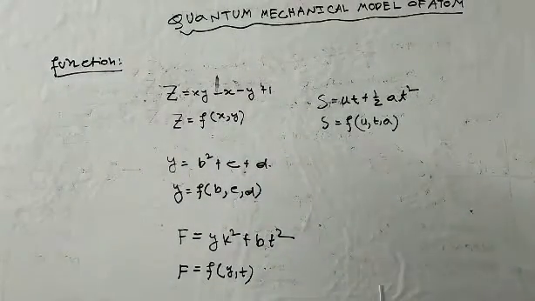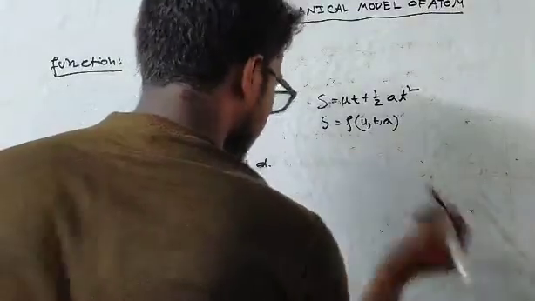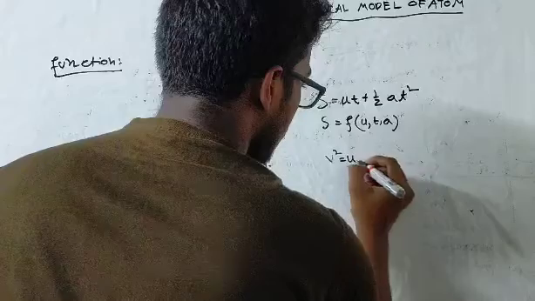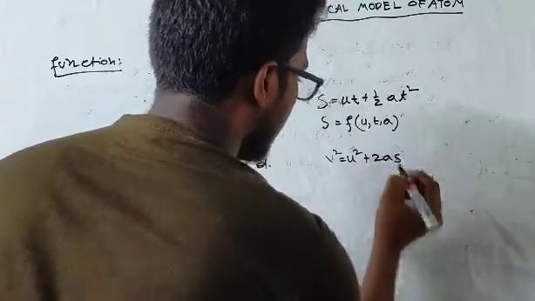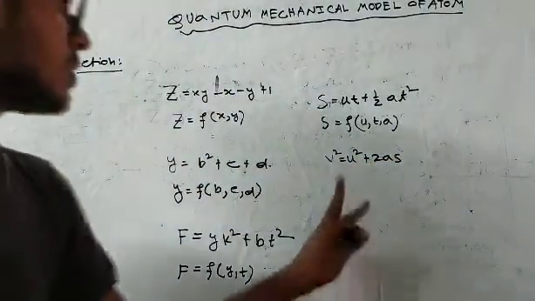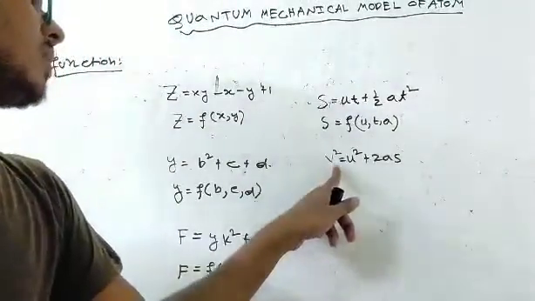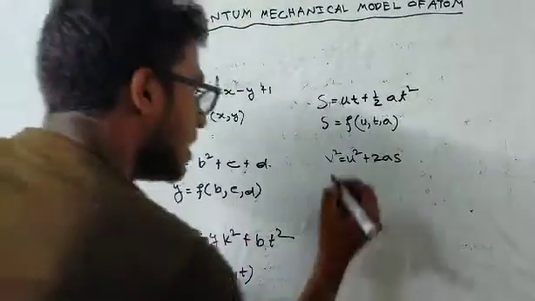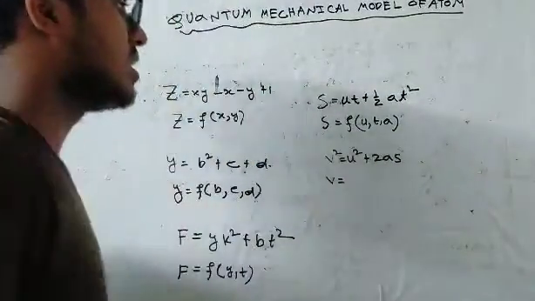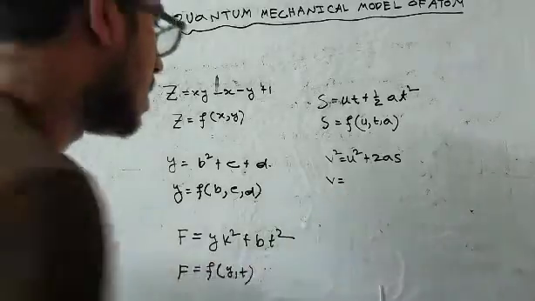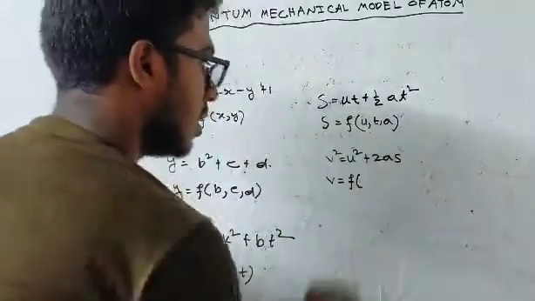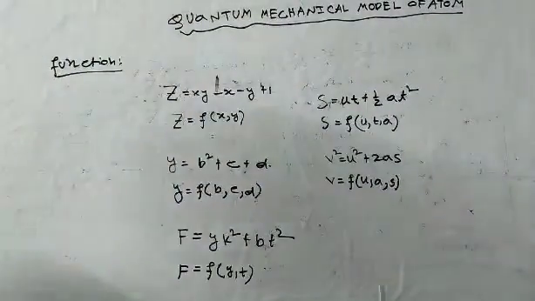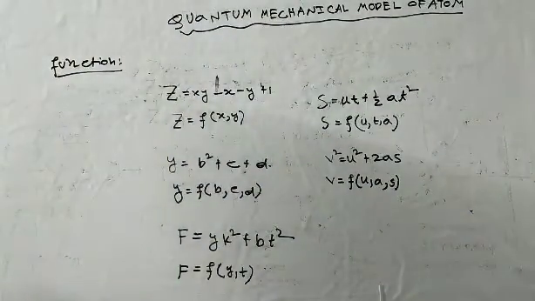Now let's take another equation. Let's say v square equals u square plus 2as. This equation says that the value of v depends on the values of u, a and s. So I will write this equation in the functional form like this: v equals function of u, a and s. I think the concept of function is clear.